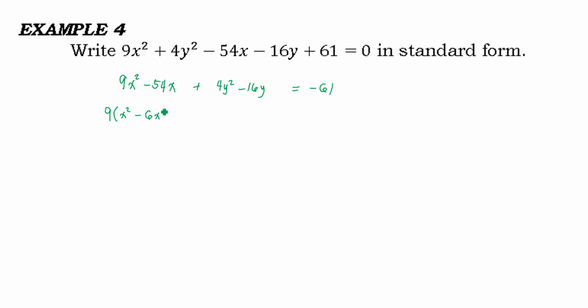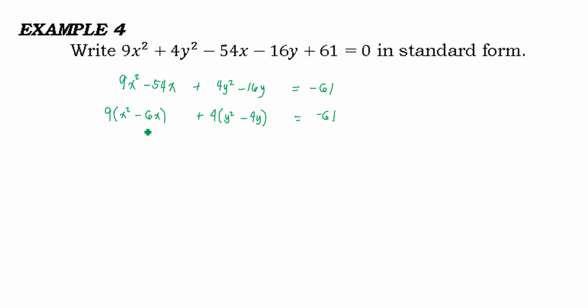Here naman, we can see that the numerical coefficients are factorable by 4, or they have a common factor of 4. So, we can extract the common factor 4. Then we have y squared minus 4y. That's equal to negative 61. Now, let's make this one a perfect square trinomial by completing the square.